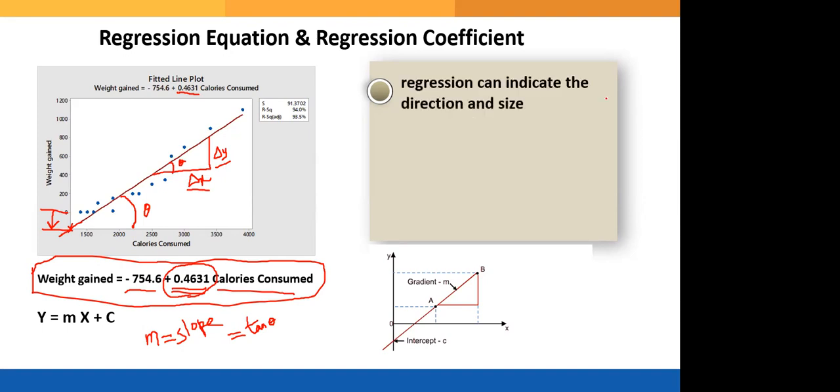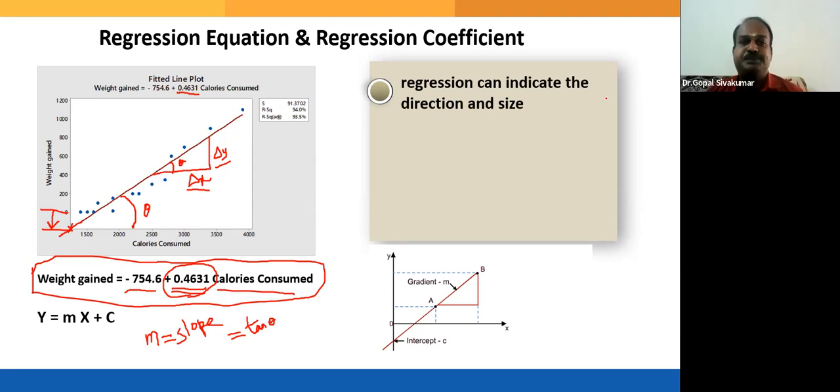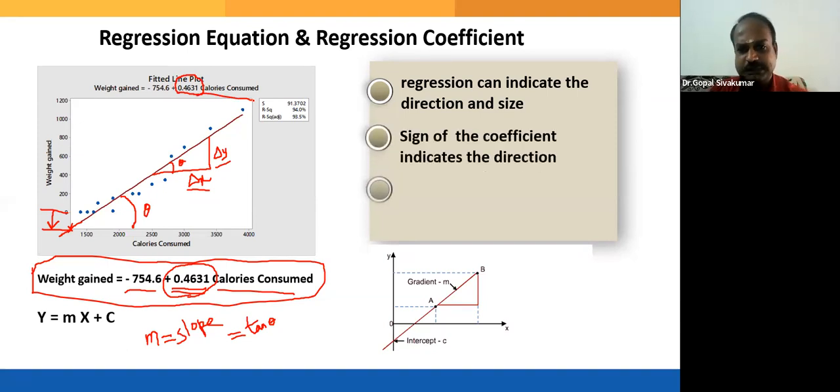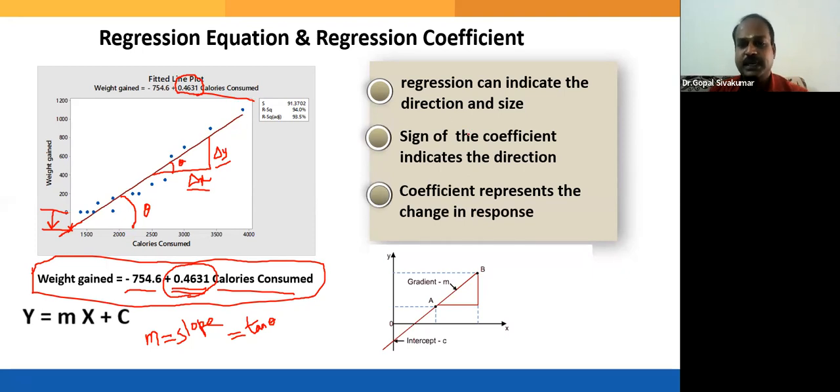So regression helps you to understand the direction of relationship. How do you understand the direction of relationship? Look at the sign in the regression coefficient. If the sign is positive, the relationship is positive. Size of the relationship: look at the value of your regression coefficient, 0.46, right? Based on which you can understand the size of the relationship. So this we have discussed. See here, the coefficient will represent the change in your response variable.